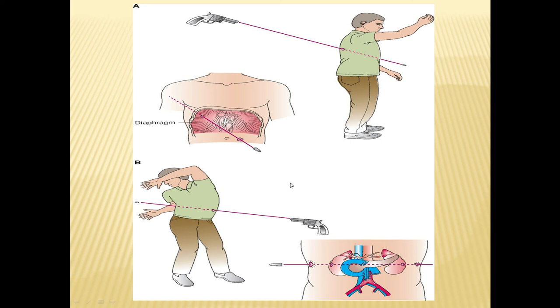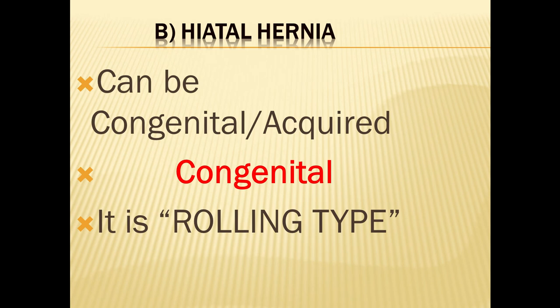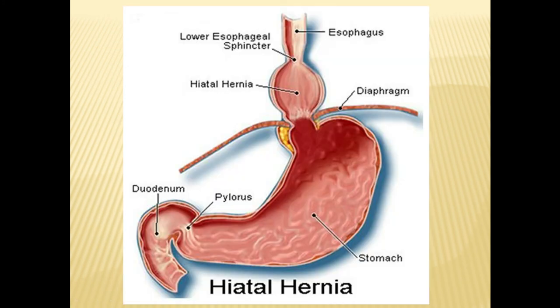Then there is another type, the hiatal hernia. Hiatus means an opening. It can be again congenital or acquired. And congenital is known as the rolling type. First of all, what do you understand by hiatal hernia? Hiatal hernia means there is a hiatus, an opening in the diaphragm, and there is the hernia.